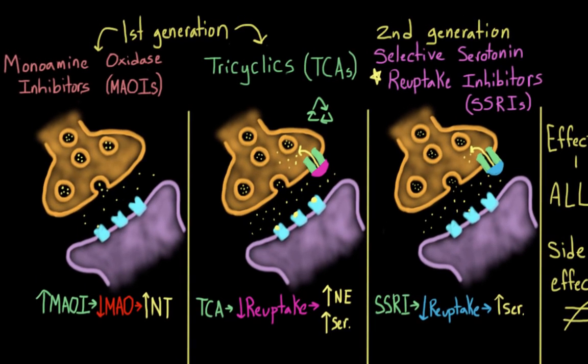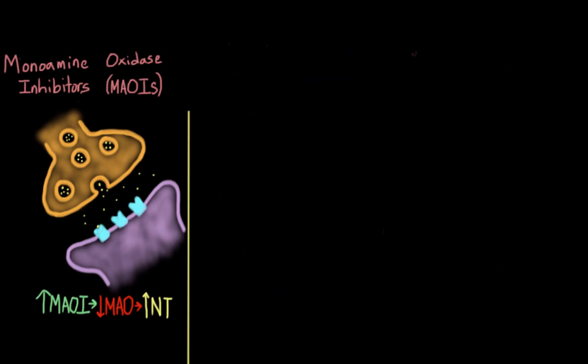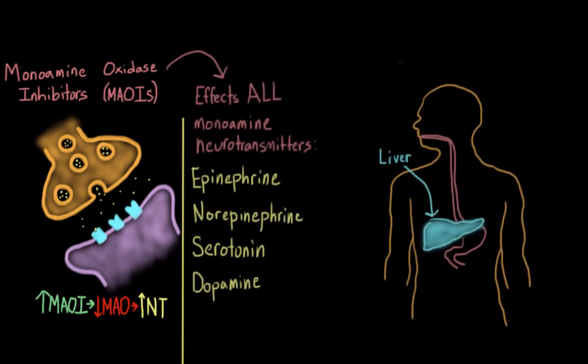MAOIs in particular are notorious for having a lot of side effects. And this stems from the fact that MAOIs affect a lot of different things. Remember, we said that they affect all of the monoamine neurotransmitters. But we also have to remember that these drugs don't just increase available neurotransmitters in the brain, they do it in the entire body as well. And this can cause a lot of different side effects.